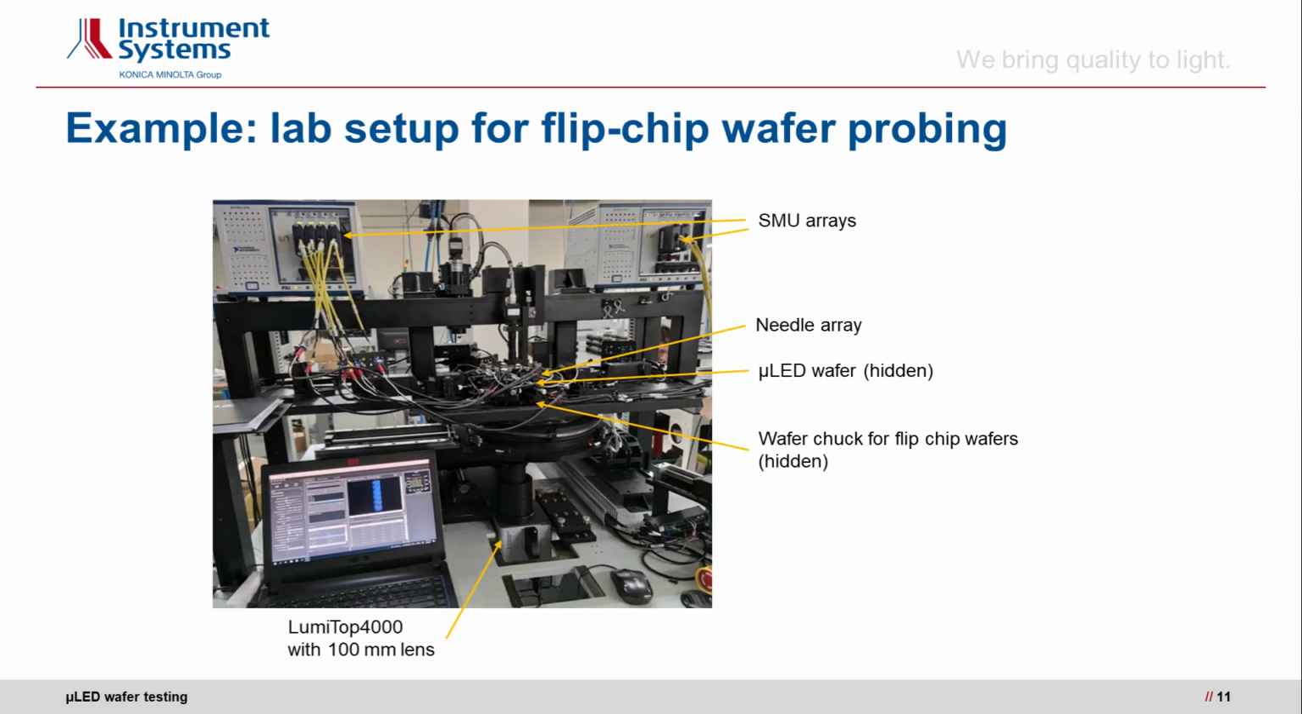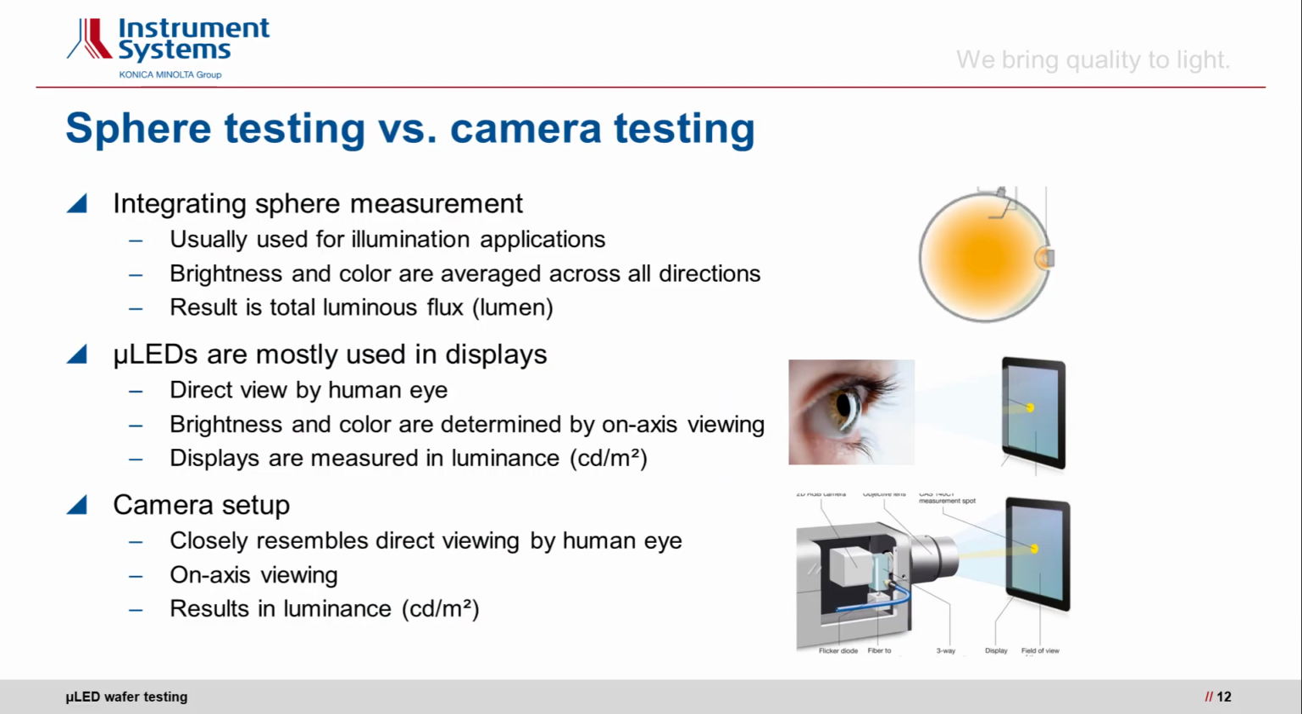This is a lab setup, not actually a production setup, and it can look quite messy. At the lower center of the picture, you see the Lumitop sticking out of the table, looking up to the wafer. In the upper left and right corners, you see the SMU arrays. And in between, somewhere, there is the needle array and the micro LED wafer, which cannot be seen in this picture. Now we have to take a look at the different testing methods.